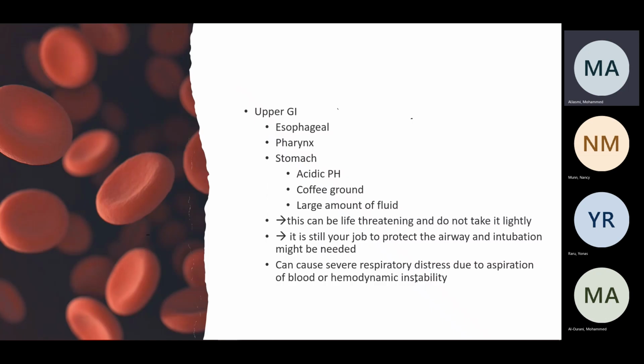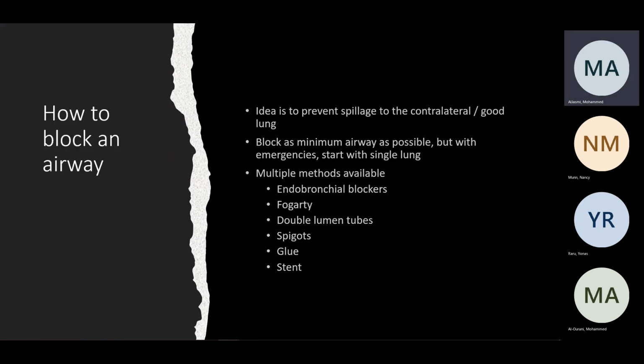Upper GI can be really, really tricky. Sometimes the patients will vomit coffee ground. It's almost impossible for you to know if this is swallowed blood, nasal blood, or really upper GI blood. But it's of course always suspicious when you see coffee ground that the source of the bleeding is an upper GI. But again, you should not take it lightly.